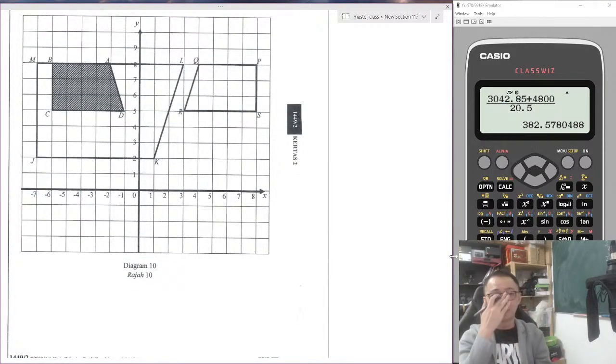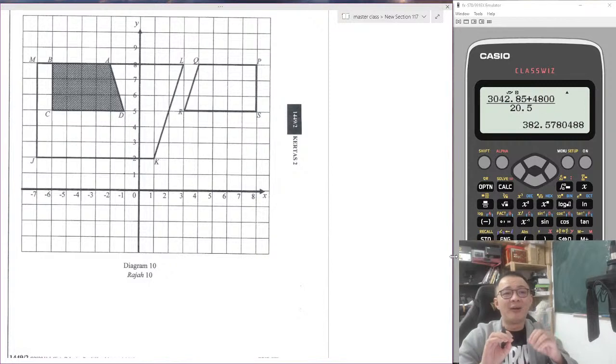Let me teach you how to rotate first. Then I will teach you how to find the center point, because a lot of students ask me how to find the center point. It's quite hard for me to demo here, but I will try my best to make you understand.